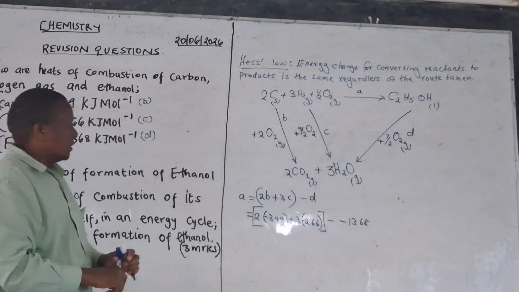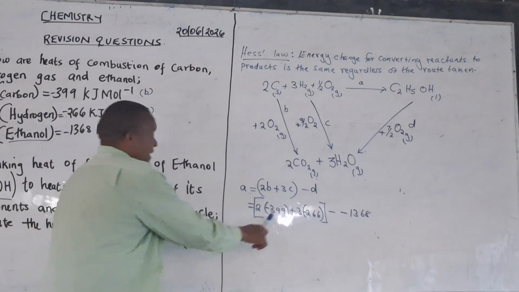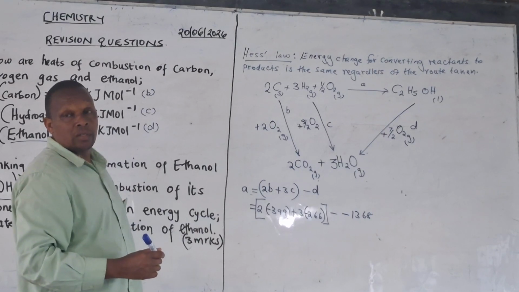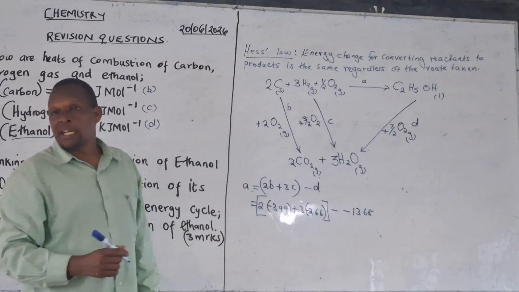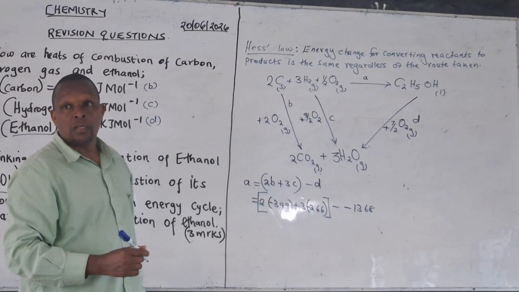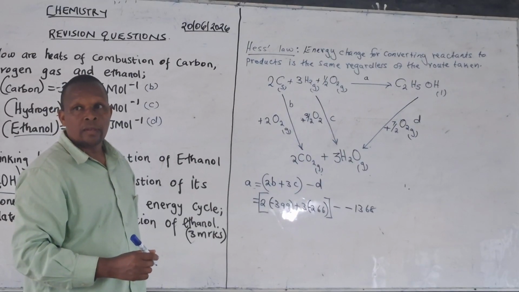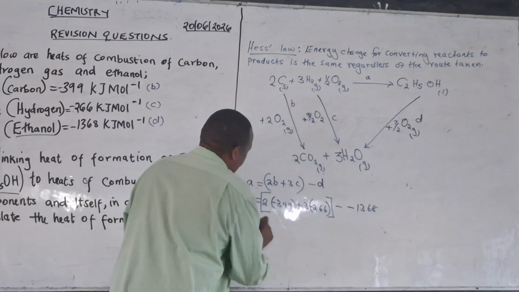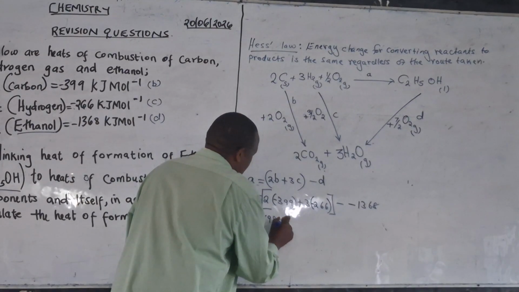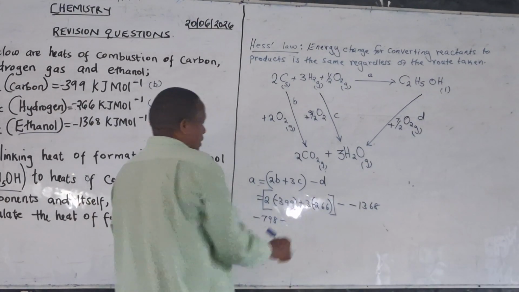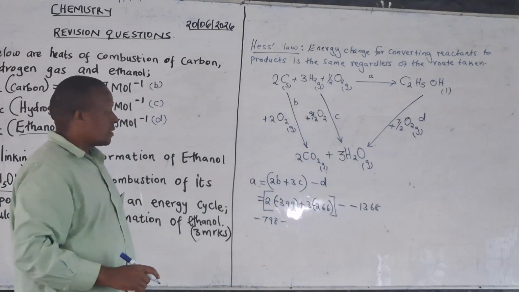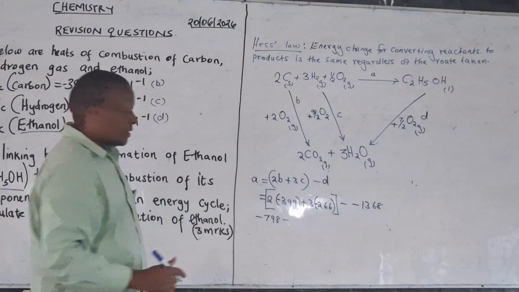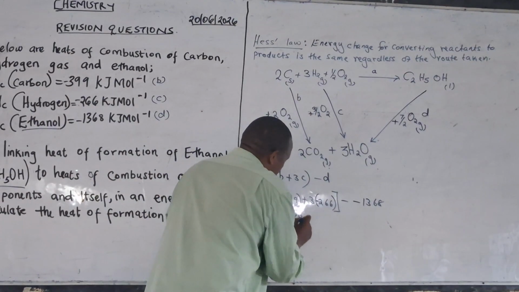Now let us work it out. 399 times 2 is equal to, just press 399 times 2. Negative 798. Yes. Negative 798. Okay. 266 times 3. Yes? Negative 798. Negative 798. Very good.